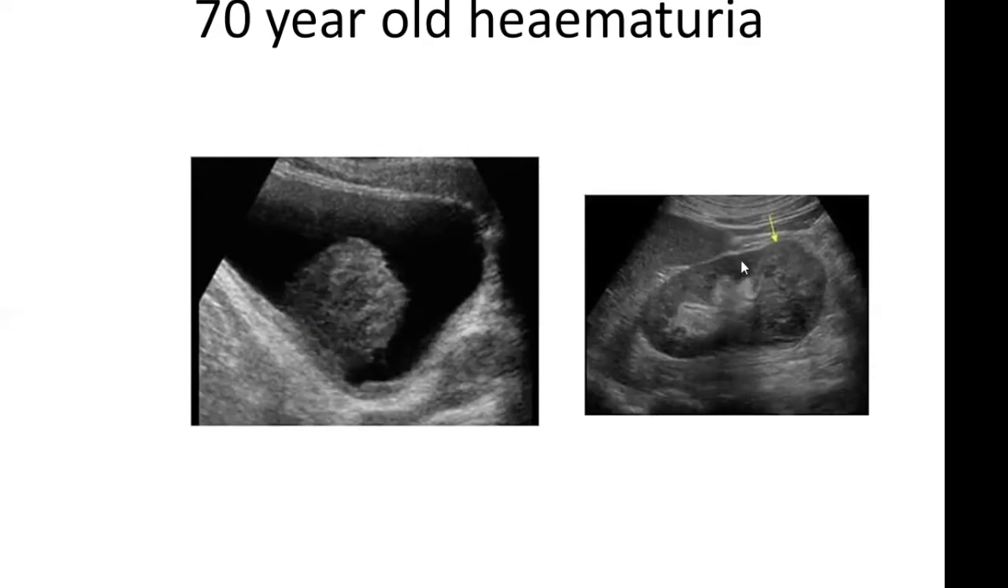But if it's fixed, it's most likely a soft tissue mass due to tumour. Equally, hematuria can be a presentation of a renal cell carcinoma. Here's expansion of the lower pole of the kidney due to soft tissue mass. These are findings we find in patients with hematuria.